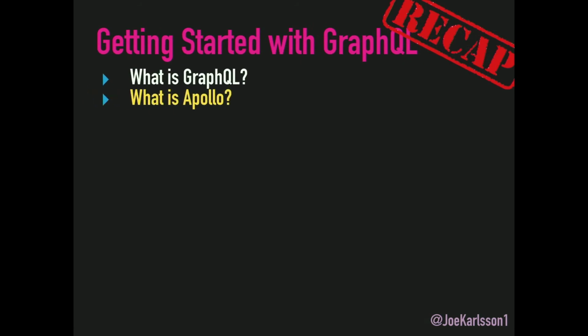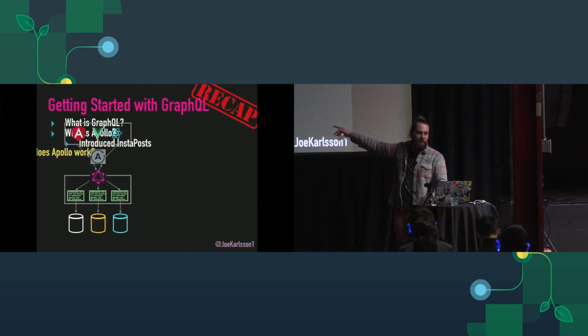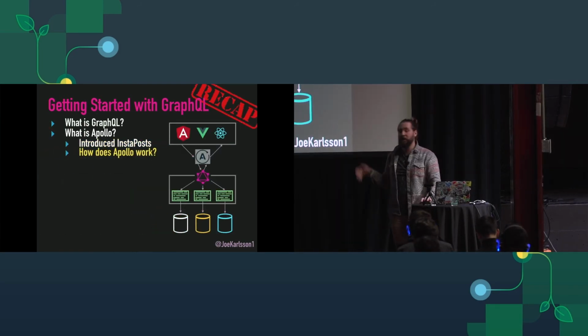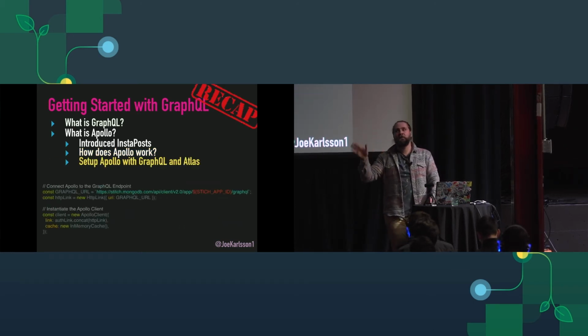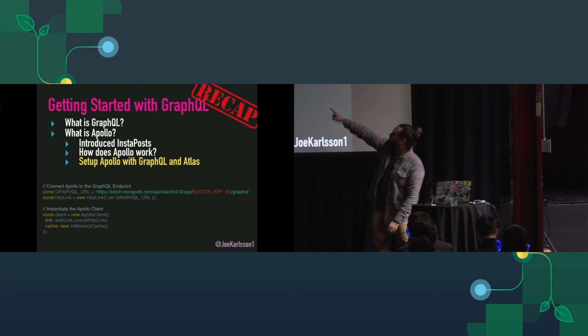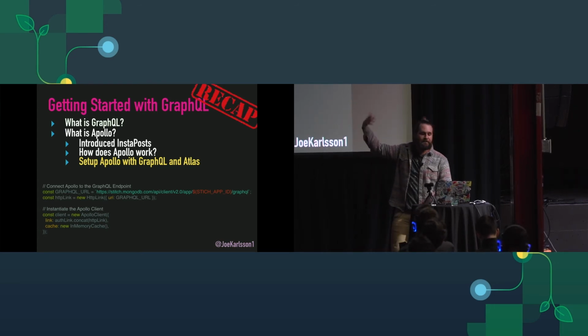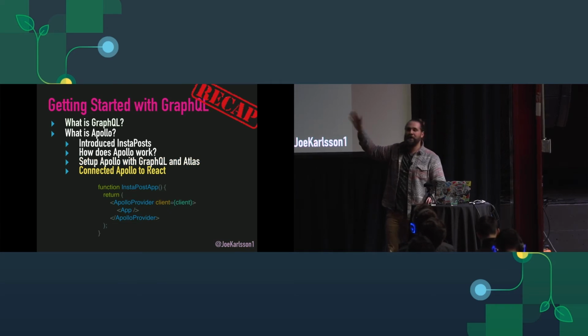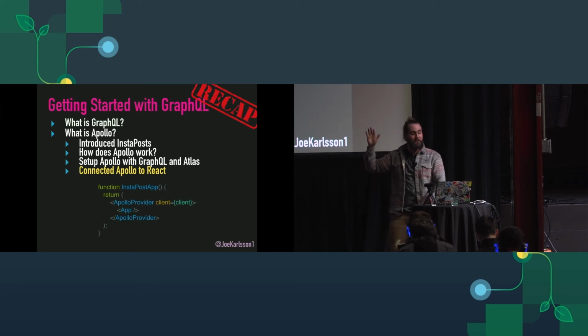OK. So what is Apollo? We talked about my Instaposts application, my Instagram clone. We talked about Apollo. How does it work? It's basically a wrapper for any front-end components. And it basically makes handling GraphQL data so much easier. It's awesome. We talked about how to set up Apollo with GraphQL. Key part here is you are just popping in your Stitch app ID and instantiating a brand new Apollo client. And then you wrap that client around your React application. Bada bing, bada boom. Your React application magically has access to all the GraphQL features, which we'll be getting to next.